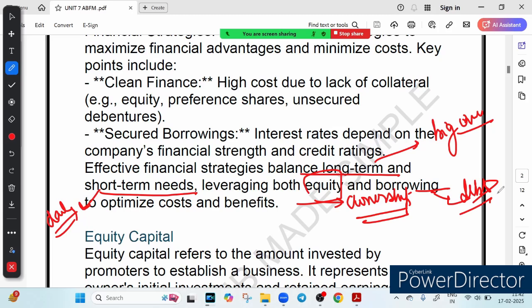So obviously a business can't survive without taking a long-term loan or a short-term loan. A long-term loan is needed for big investment. A short-term loan is needed for daily operation in the form of working capital, right? But the trick is to use a mix of equity, meaning they should have ownership, and also take debt to optimize cost and benefit, to maximize profit and minimize the cost, right?